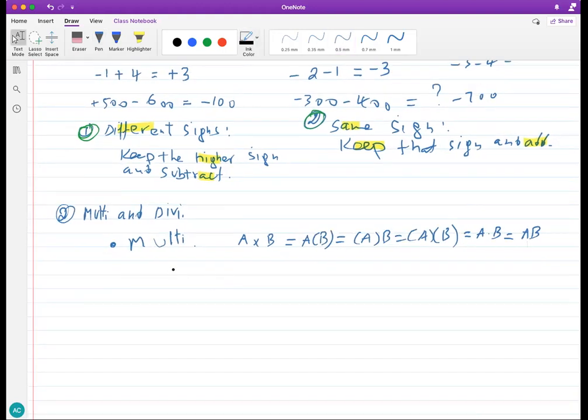Let's do a few examples. So the rules here, there's only a couple of rules, just like this. So we have these rules that we all know. So we have one.